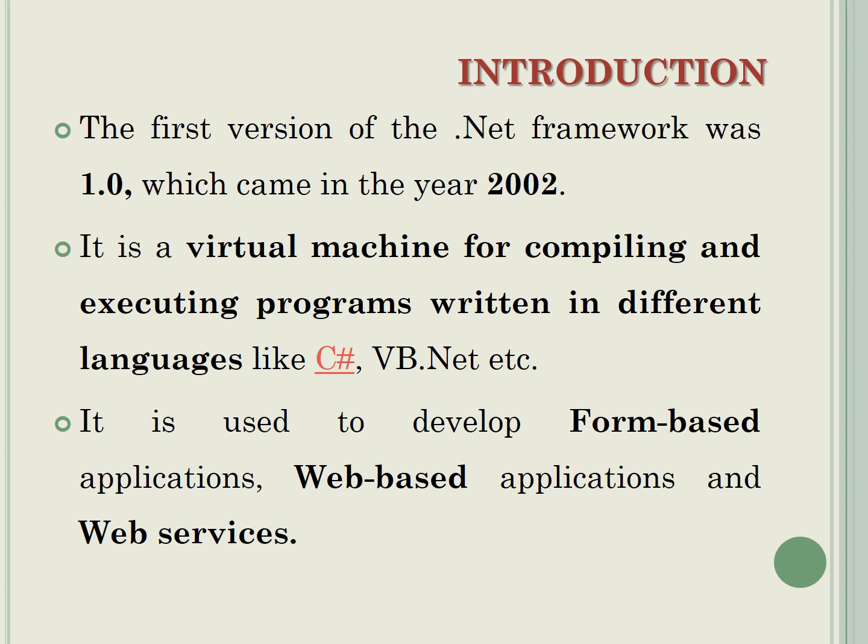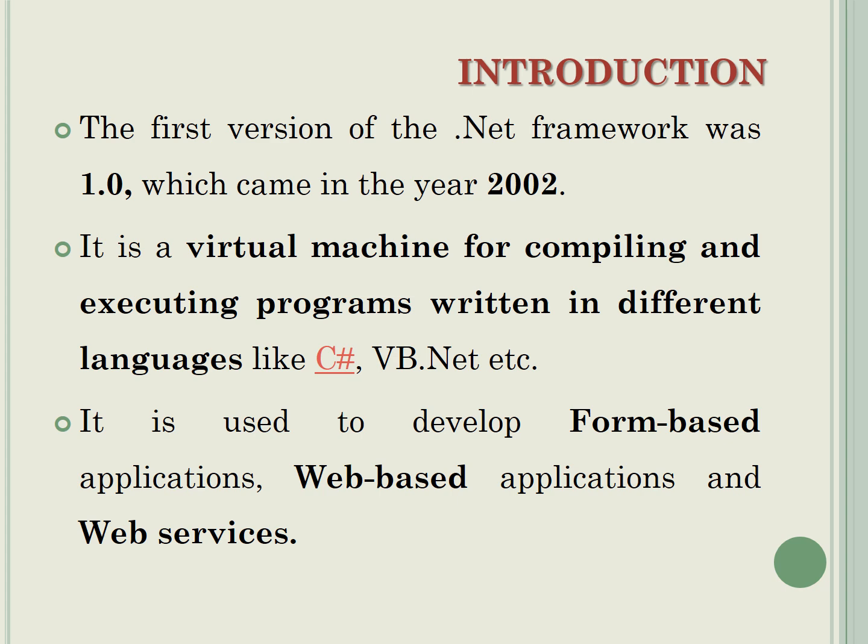And the first version of .NET Framework was 1.0, which came in the year 2002. In easy words, it is a virtual machine for compiling and executing programs written in different languages like C#, VB.NET, etc. It is used to develop form-based application, web-based application, and web services.